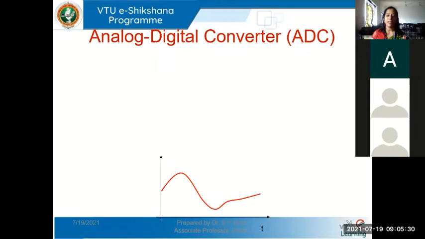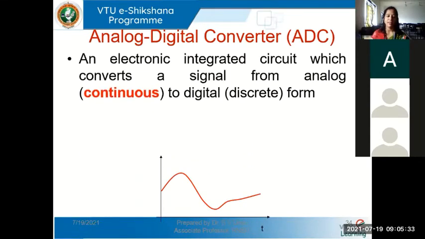So what is an ADC? How do I define an ADC? An electronic integrated circuit which converts a signal from continuous form to discrete form. So you have a signal like this which is continuous in nature. If I am able to convert this signal into, say, a binary number, something like this. So converting an analog signal into discrete or digital signal is the job of an ADC.